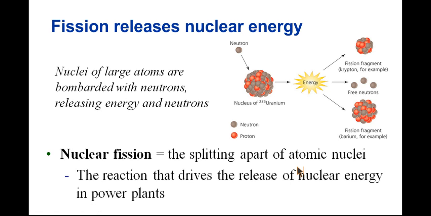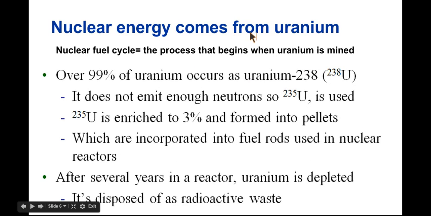Fission is what releases nuclear energy. Nuclear fission is the splitting apart of atomic nuclei and the reaction that drives the release of nuclear energy in power plants. Nuclear energy comes from uranium, and over 99% of uranium occurs as uranium-238. However, it does not emit enough neutrons, so uranium-235 is used, and this uranium is incorporated into fuel rods used in nuclear reactors. After several years in a reactor, the uranium is depleted and is disposed of as radioactive waste.